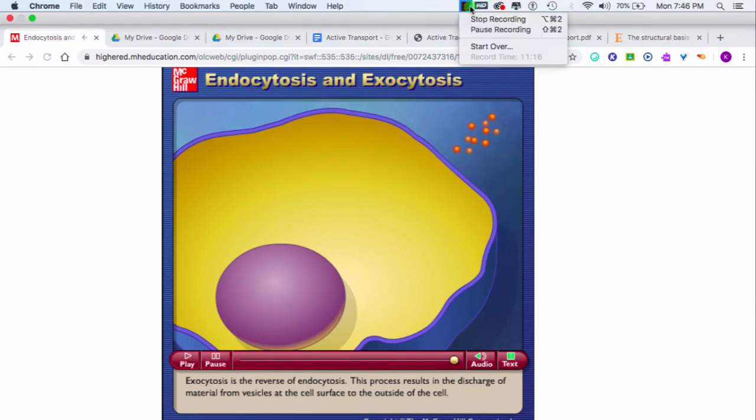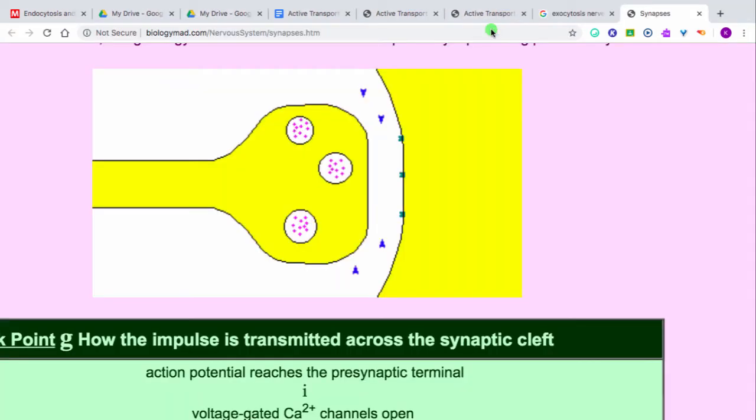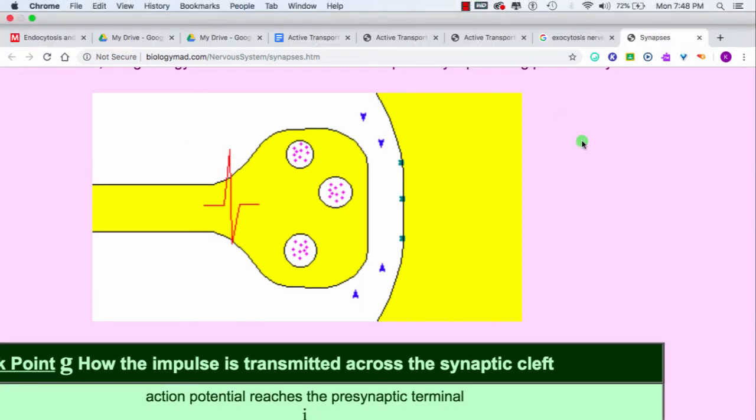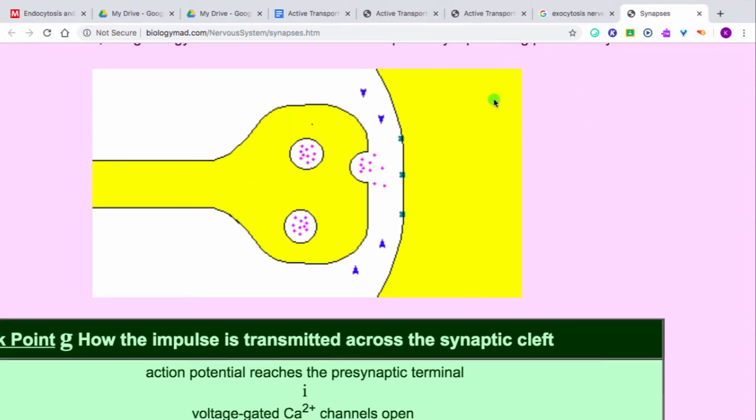Okay, so that's that. Let me pause this for a second, see if I can find another animation that I want to show really quick. Okay, so I found something that does a nice job of showing what I was talking about here with exocytosis.